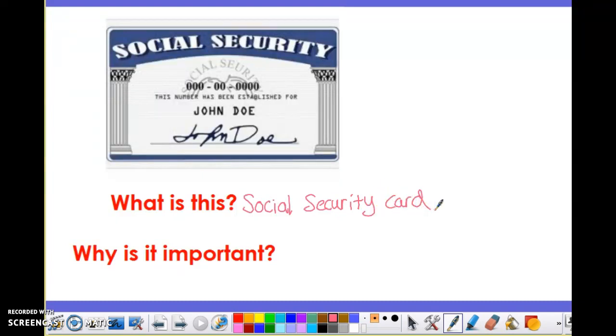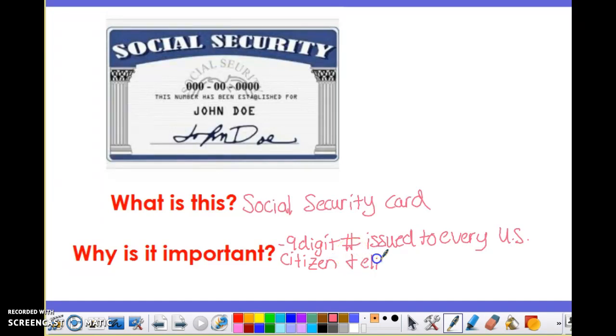Why is this important? This is a 9-digit number issued to every U.S. citizen and eligible U.S. resident. So maybe we'll write that down. 9-digit number issued to every U.S. citizen and eligible U.S. resident.